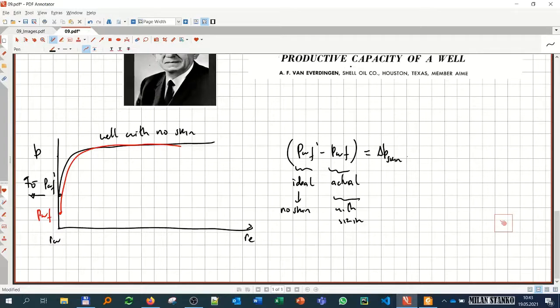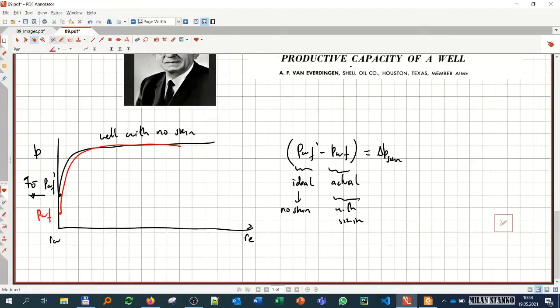We are going to see why we're looking into this, but with skin we can capture a lot of phenomena happening close to the wellbore. For example, formation damage induced during drilling, with a lot of particles and solids trapped in the near wellbore formation. Or things done on purpose: gravel pack, sand control measures, fracking, perforation. We do things in the near wellbore formation that cause the well to be different from ideal, with no skin.